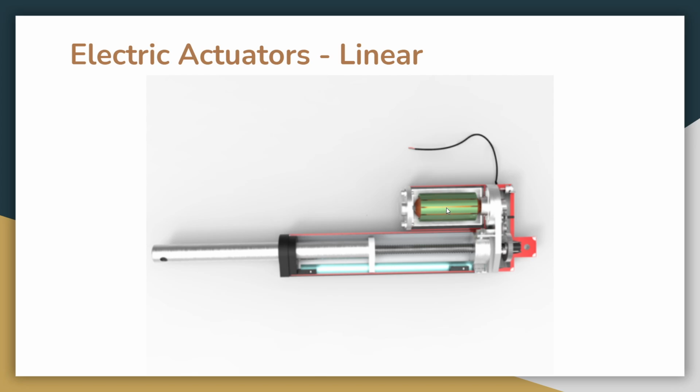This green thing here is a rotary actuator. This is the power supply wire. Once you give power supply to this actuator, the rotary actuator rotates, and as you can see, there are a couple of gears over here. This gear rotates because of the rotation of this rotary electric actuator, also called a motor.